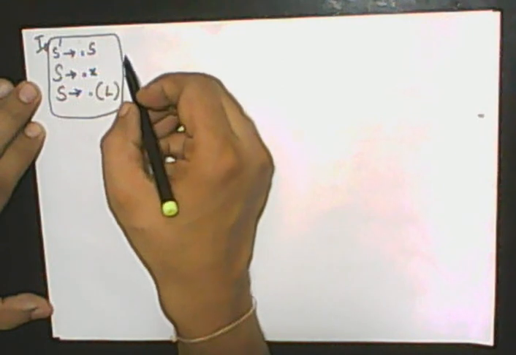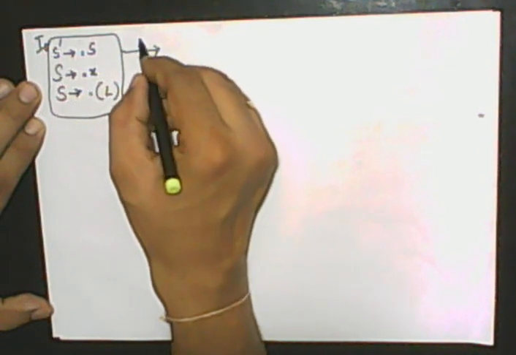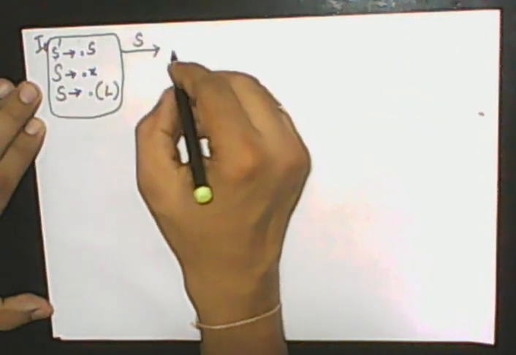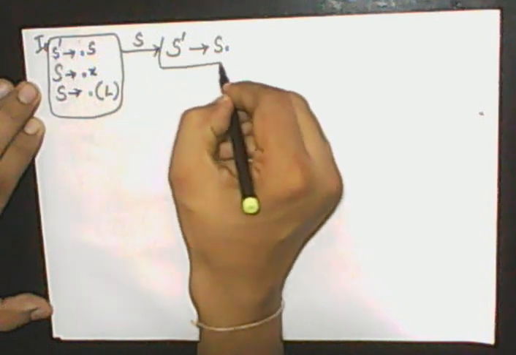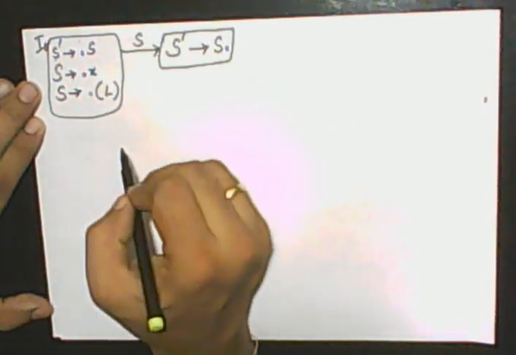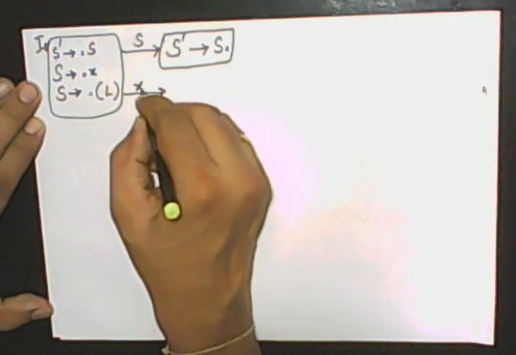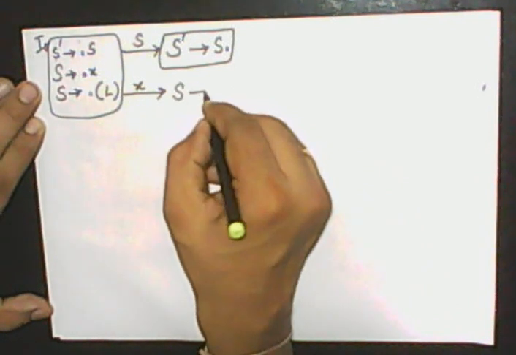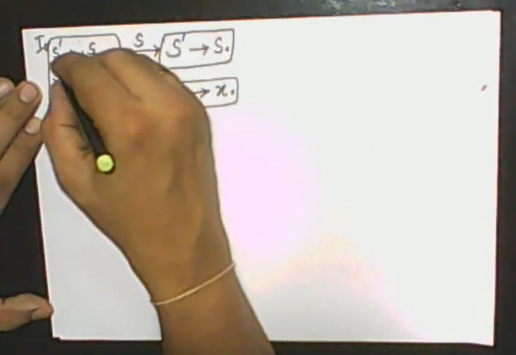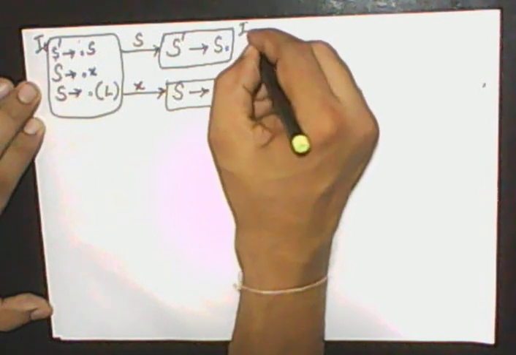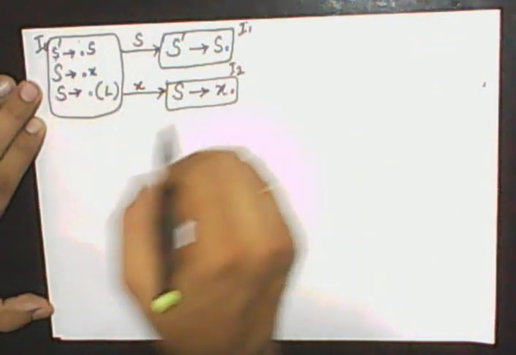Now you can have transitions for this. The first transition, on capital S, makes a change here, that is S dash gives S dot. So this is a final LR0 item. And the next one, you can have the X transition, that is a terminal transition on X, so that is S gives X dot. So that is also a final item. You can name this as I1 and this one as I2. Okay, this state is I2.